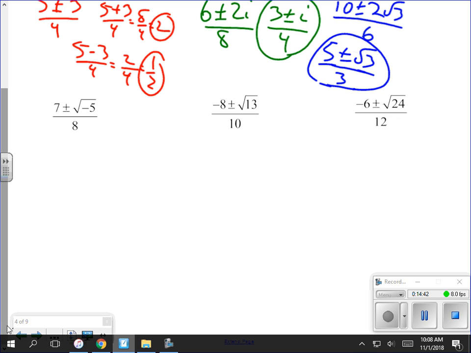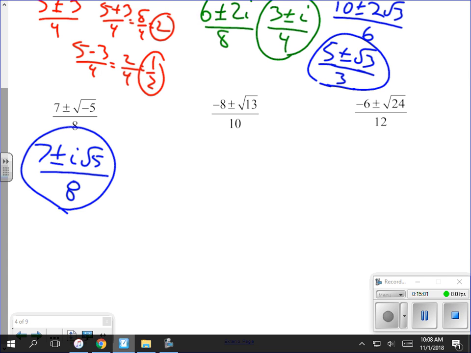Okay. Next one. 7 plus or minus negative root negative 5. Square root of a negative, got to pull out the i. So I have 7 plus or minus i root 5 over 8. And that's it. I can't do anything else. If I got a negative, I pull out the negative root, make it an i in front. I can't do anything to the square root of 5, so it stays by itself.